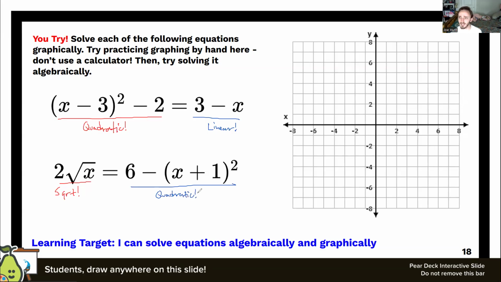and I'm just going to list a description of the general family of functions that it fits in. In the top row there, I've got a quadratic equals a linear function. In the bottom row, I've got a square root equals a quadratic function. I'm going to graph maybe this top guy first.